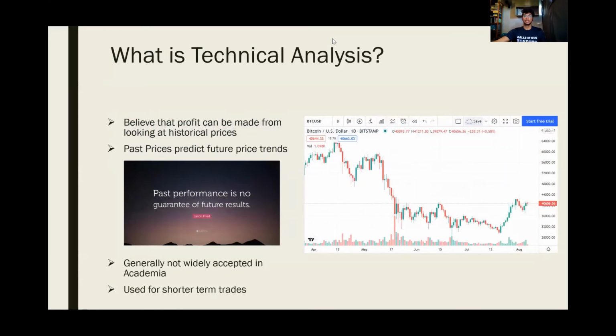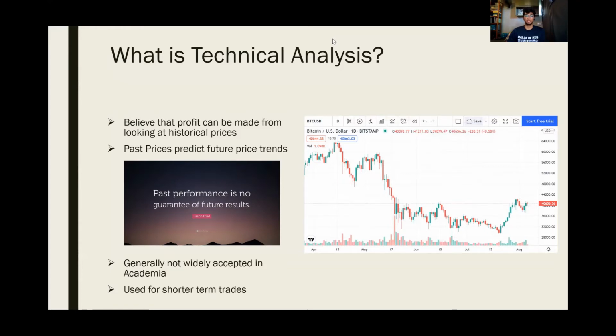So what is technical analysis actually? Technical analysis refers to financial analysis that uses patterns in market data in order to identify trends and make predictions. So it's founded on the belief that past prices are able to predict future prices.